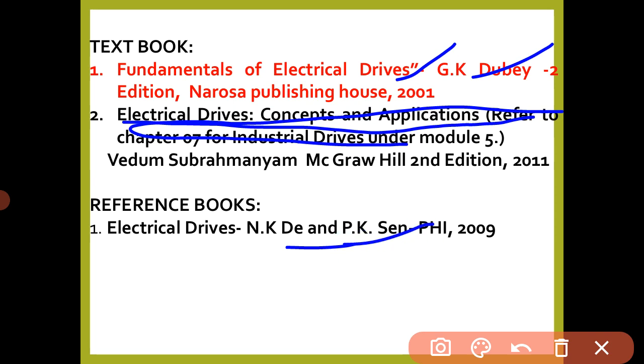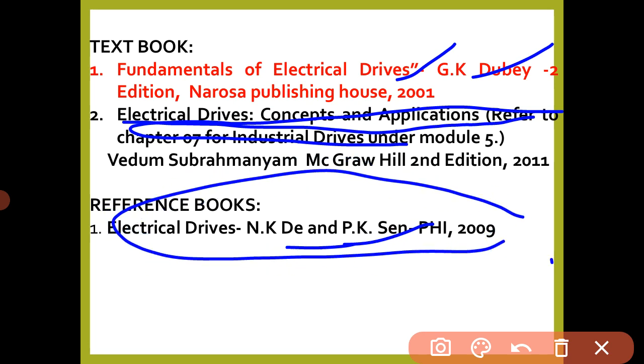The reference book is Electrical Drives by NKD and PK Sen, okay. I am also referring to this book for numerical problems. And most of the syllabus is from this book only, Fundamentals of Electrical Drives by G.K. Dubey. So all of you go through all three books, okay.